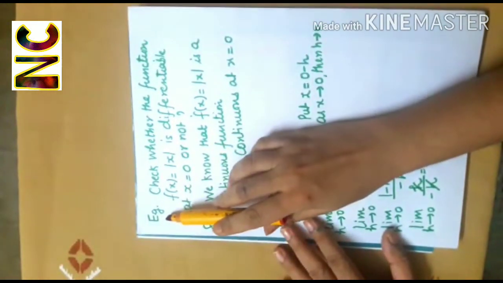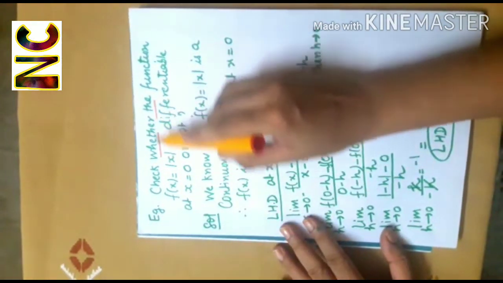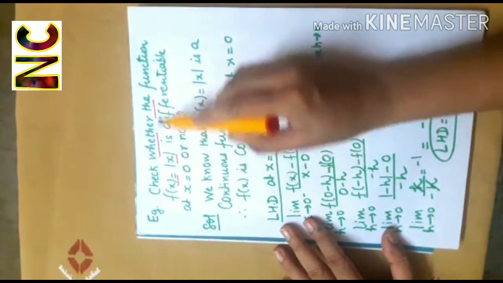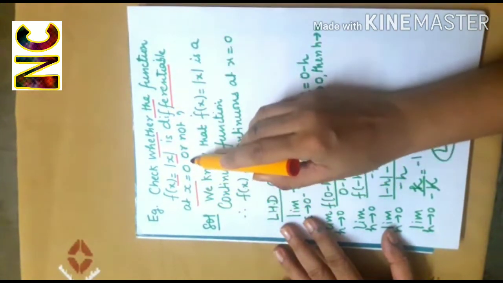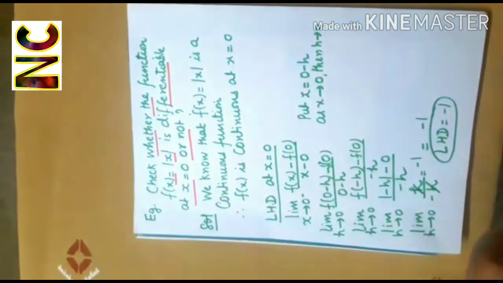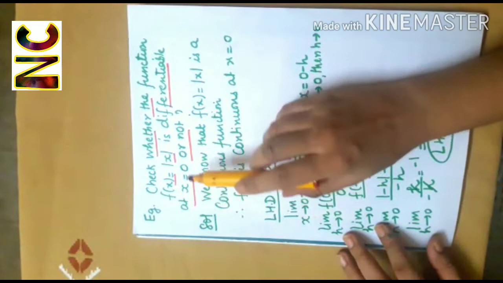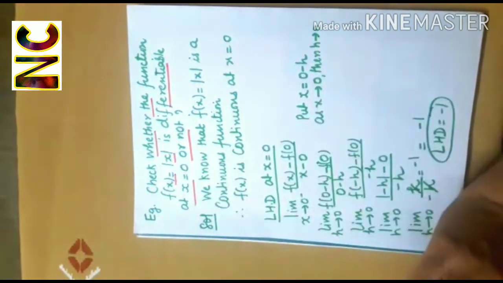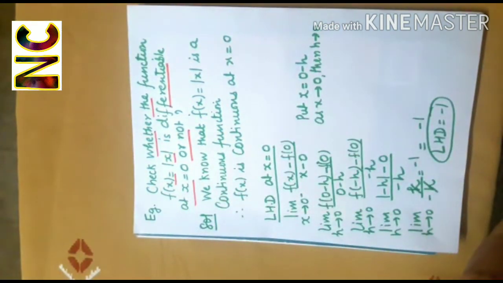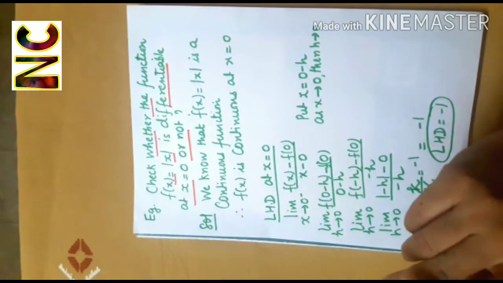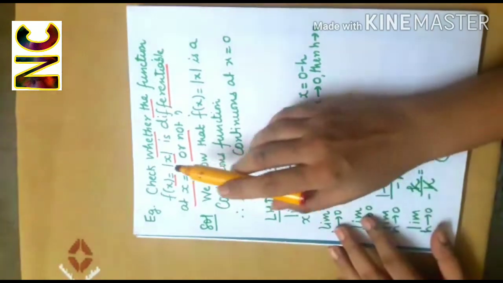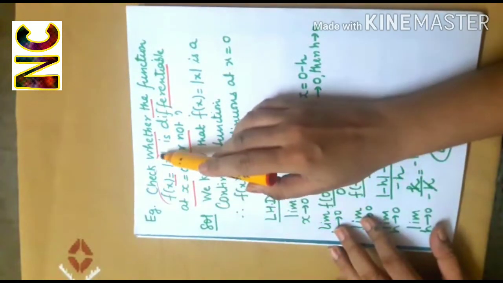Now let's take one question. Check whether the function f(x) equals mod x is differentiable at x equal to 0 or not. Yes, we have to check the differentiability of the function at x equal to 0. We know that for a function to be differentiable, it must be first continuous. So first we will ensure the continuity of this function.